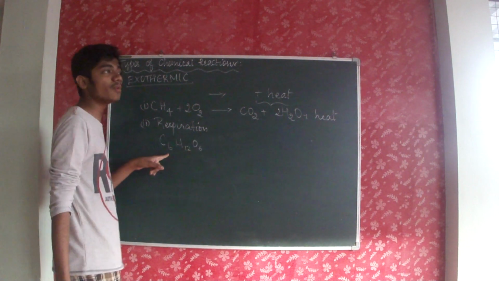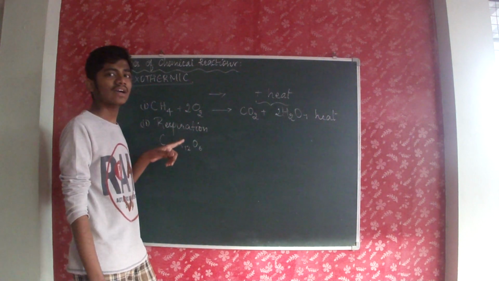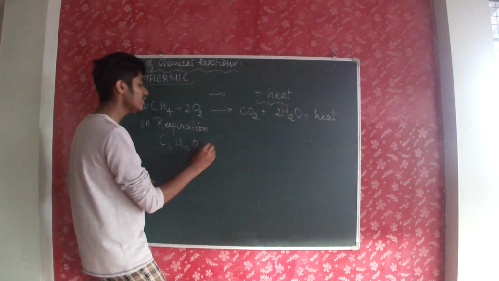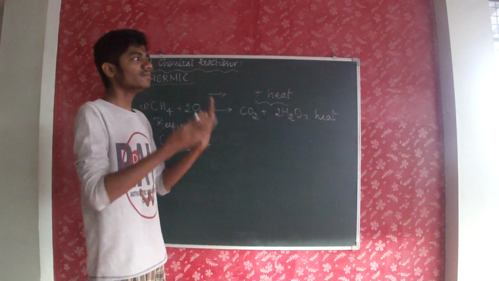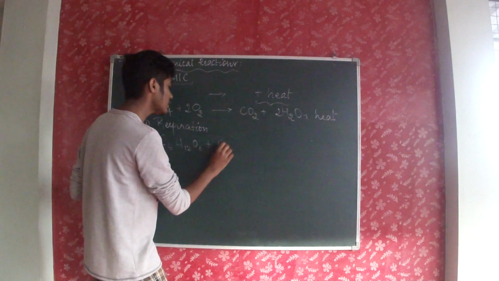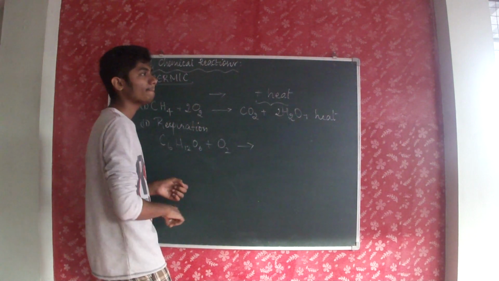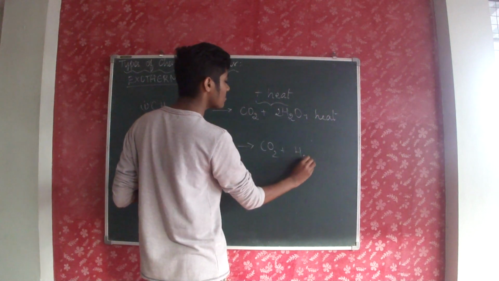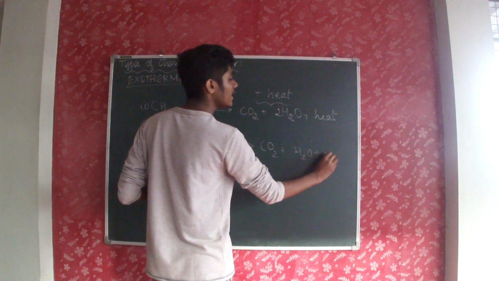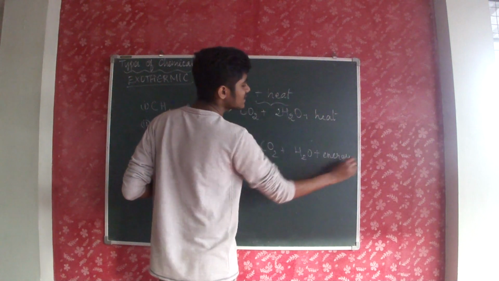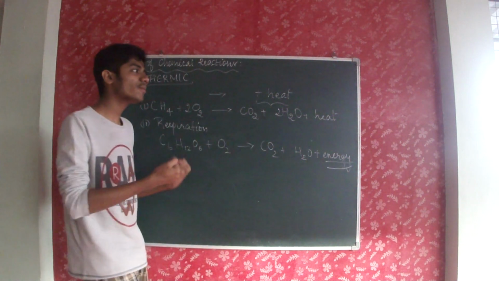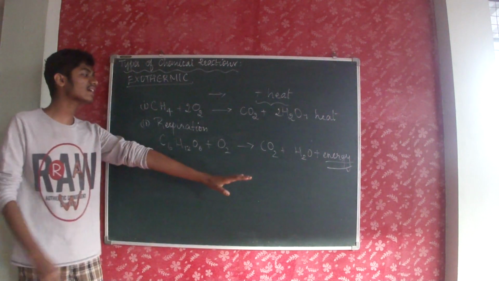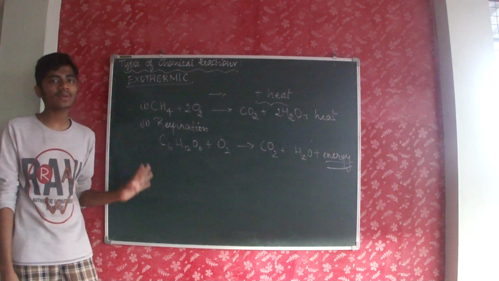What is the formula for glucose? C6H12O6. It reacts with, what do we take inside? Oxygen. Am I right? So it reacts with oxygen to produce, what do we release out? Carbon dioxide, and it also releases some amount of water and energy. And that is the energy we receive to perform our daily activities. Okay, so this is another example of an exothermic reaction.